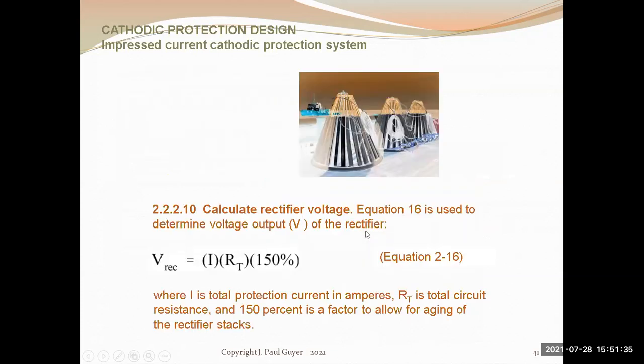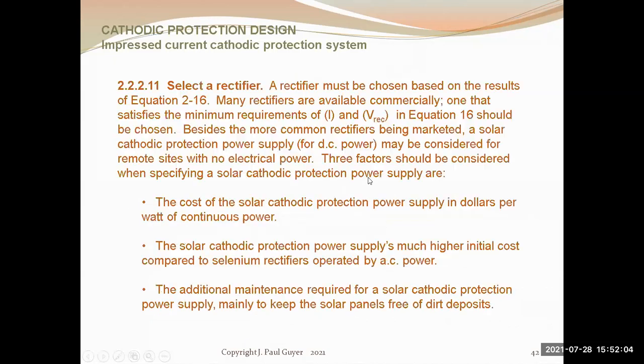An additional calculation you need to make is the rectifier voltage, because you have a rectifier. And equation 16 is used to determine the voltage output required from the rectifier, where I is the total protection current in amperes, R sub T is the total circuit resistance, and with a 150% safety factor. Select a rectifier.